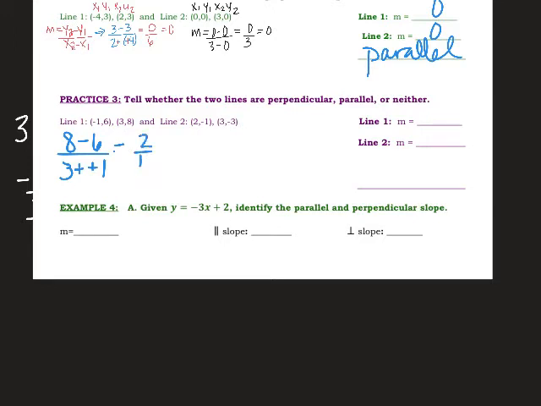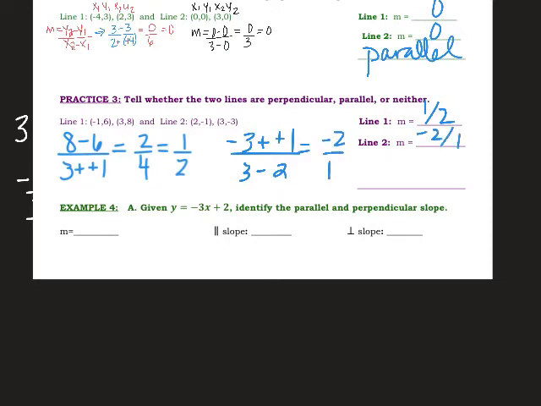2/4. Did anybody reduce it? What did we get? 1/2? All right, remember that's the ABC button and the number 2, so that's 1/2. And if we did line 2, we would have had -3 minus a -1, and then 3 minus 2. So what do we get as a numerator over? Good, so -2/1.